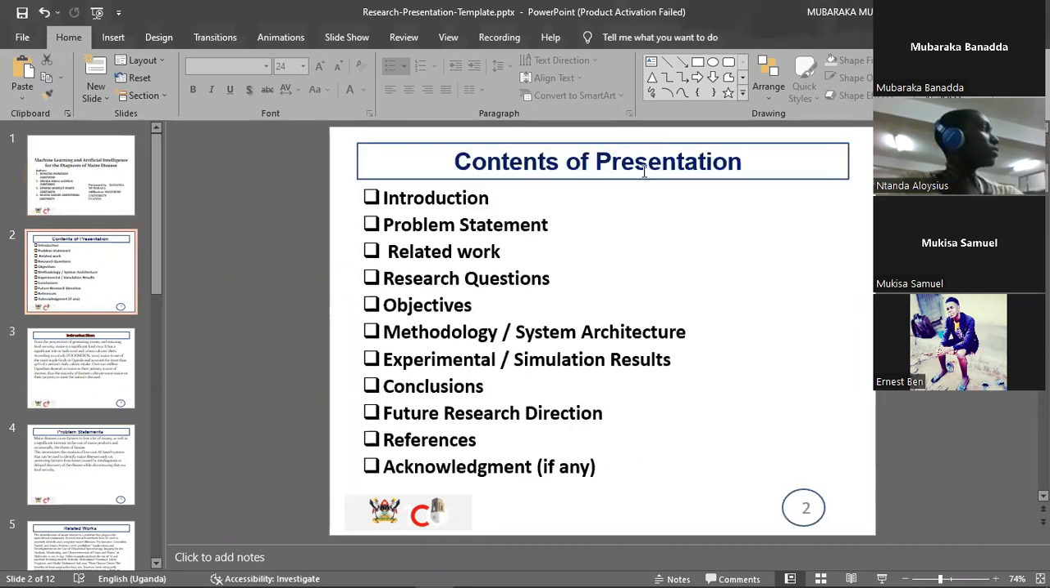So these are the contents of our presentation. We have the introduction, our problem statement, and the related works, or any works that have been done in the field of study that we're going to carry out. Then the research questions, the objectives, our methodologies, the experimental and simulation results that we'll be expecting, the conclusions and the future research directions, plus the references and acknowledgements.